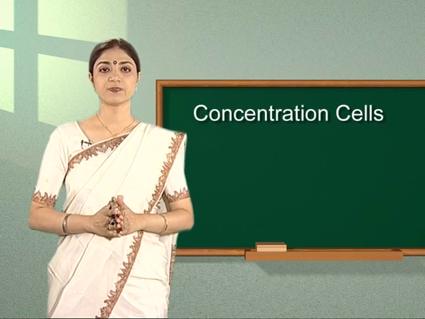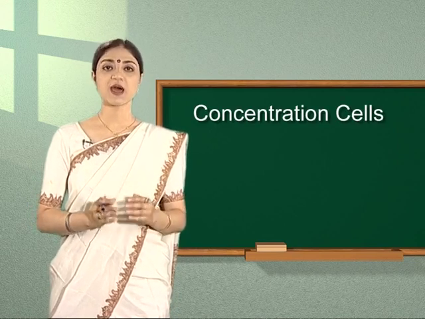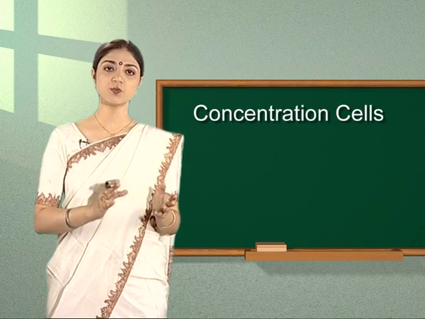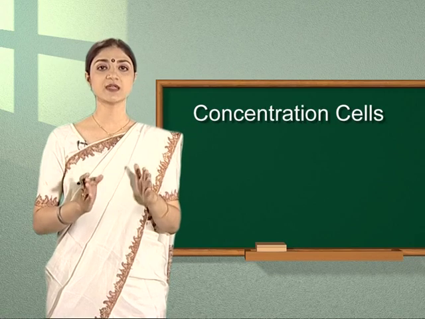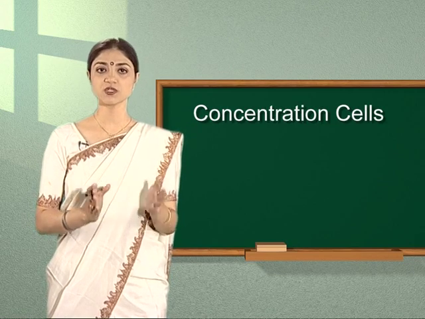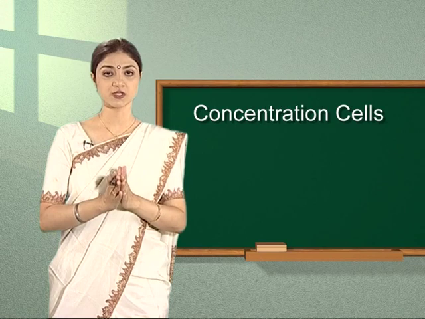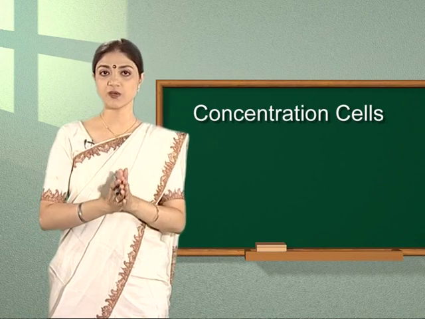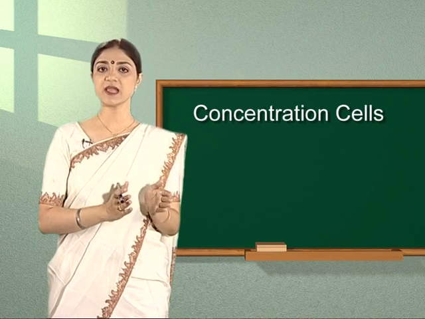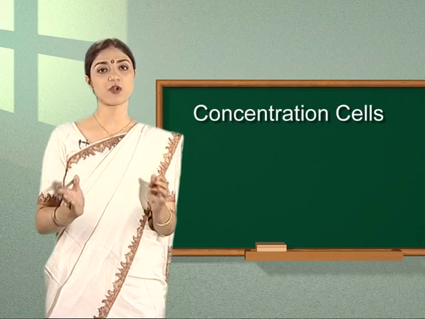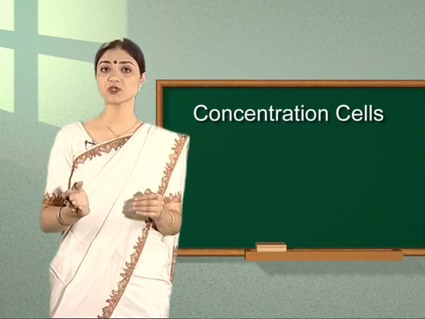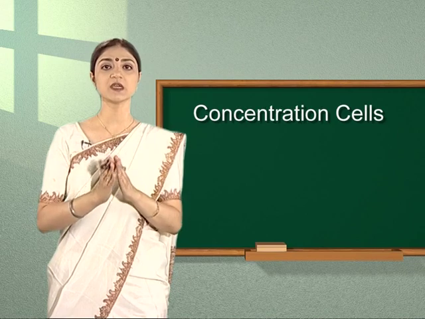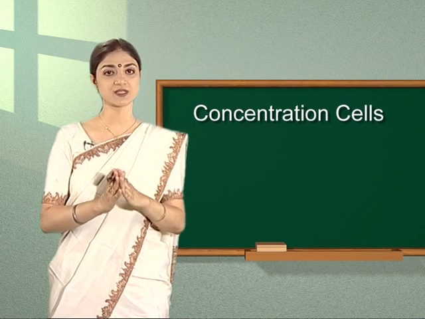Concentration cells. Concentration cells are special types of electrochemical cells in which two plates of the same metal are dipped separately in two solutions of the same electrolyte. These solutions have different concentrations. In other words, a cell in which both electrodes are of the same type but the solutions of the electrolyte in which they dip have different concentrations is called a concentration cell.